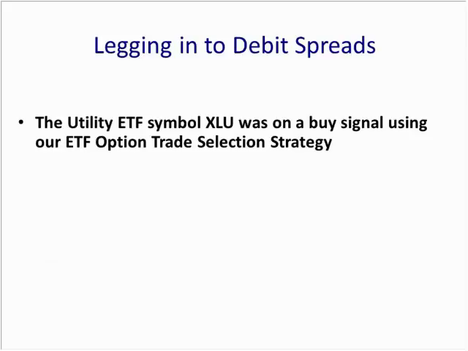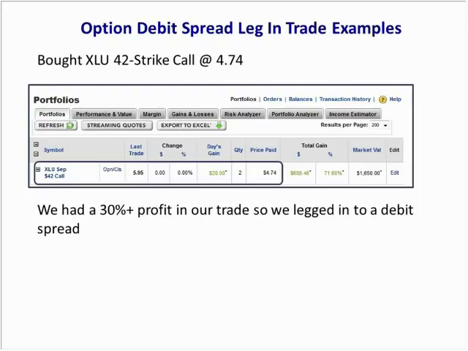So we used our trade selection strategy. We purchased the XLU September 42 strike call at 474. This is a snapshot of our brokerage confirmation. Once we purchased this option, we used our money management principles.